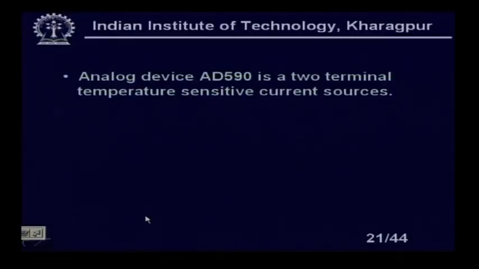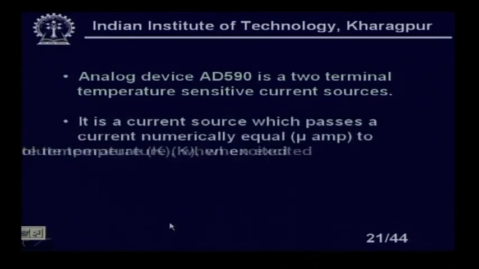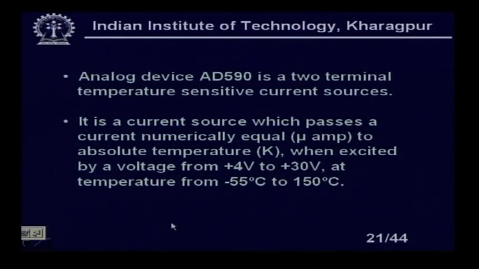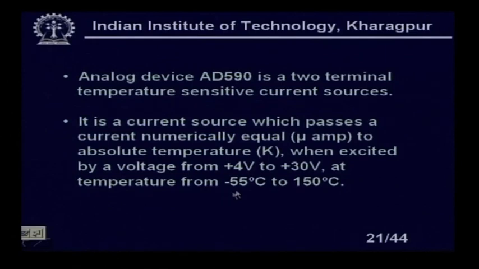Now, Analog Devices AD590 is a 2 terminal temperature sensitive current source. It passes a current numerically equal to the absolute temperature in microamperes when excited by a voltage of 4 volt to 30 volt, at a temperature between minus 55 degree centigrade and 150 degree centigrade. This is quite a wide range. I can obviously measure a temperature of 700 degree centigrade, but the cold junction temperature will not go below minus 55 degree centigrade, nor above 150 degree.